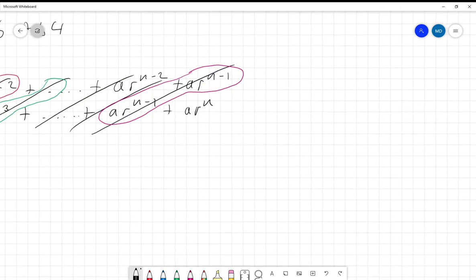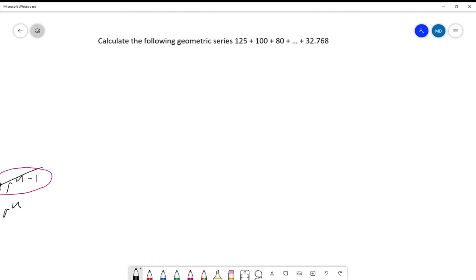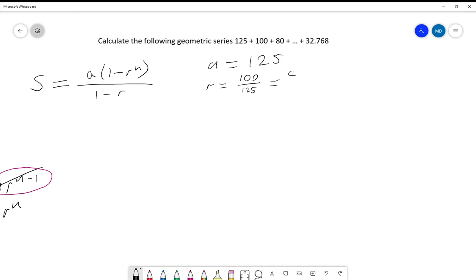Okay, so now let's use that for a couple of questions. Calculate this following geometric series. So we know here we have our formula. Our series is going to be equal to a lots of 1 minus r to the n all over 1 minus r. And we know that a is equal to 125. And we know that r is going to be equal to 100 over 125, which in this case is going to be 4/5. So we can just plug those in.